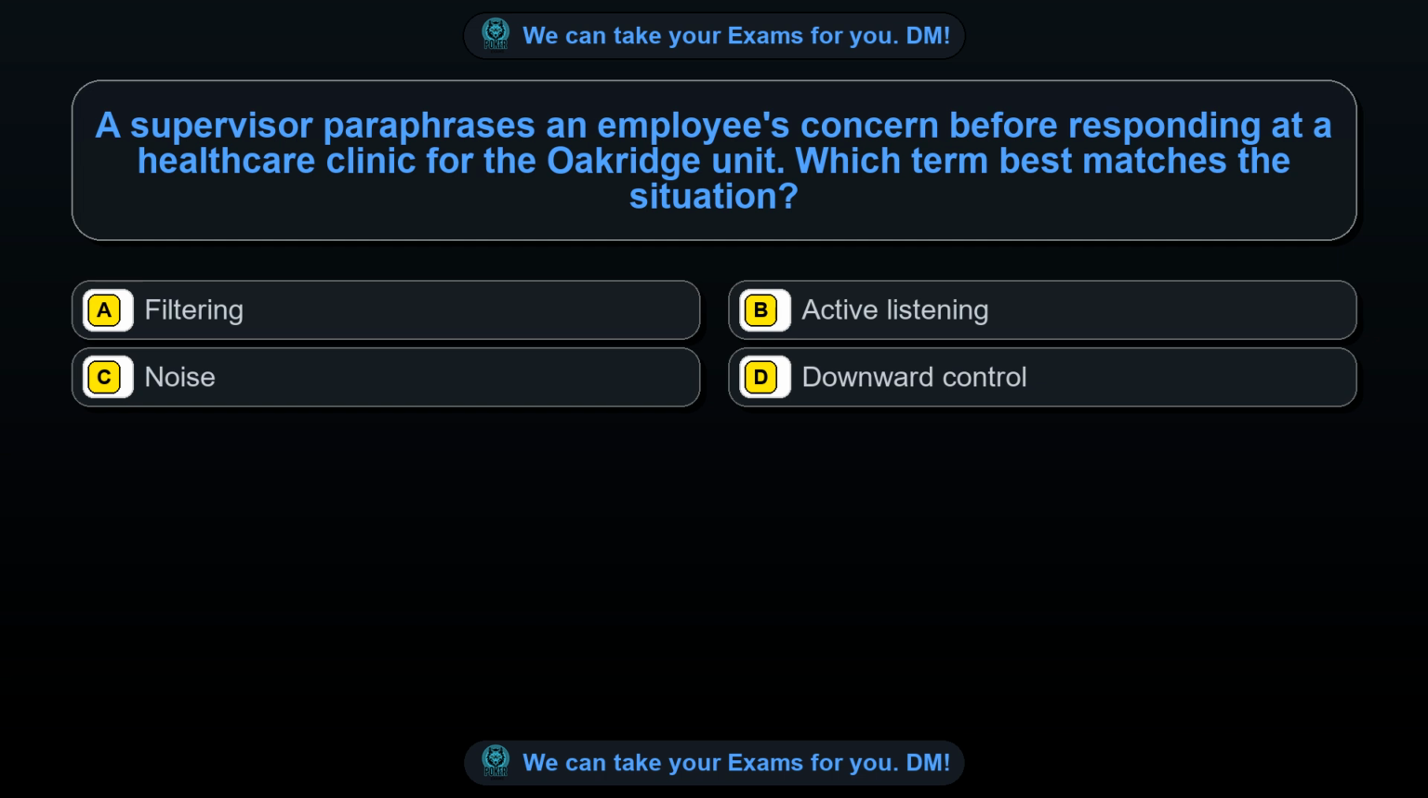Question 49. A supervisor paraphrases an employee's concern before responding at a healthcare clinic for the Oak Ridge unit. Which term best matches the situation? Option A, filtering. Option B, active listening. Option C, noise. Option D, downward control. The correct answer is option B, active listening.